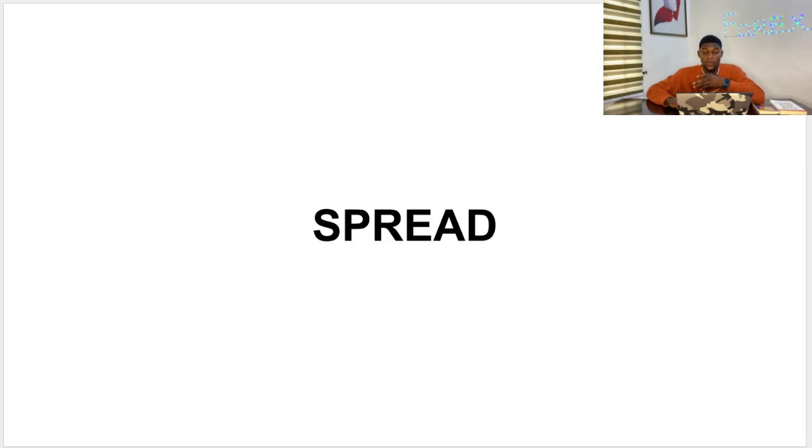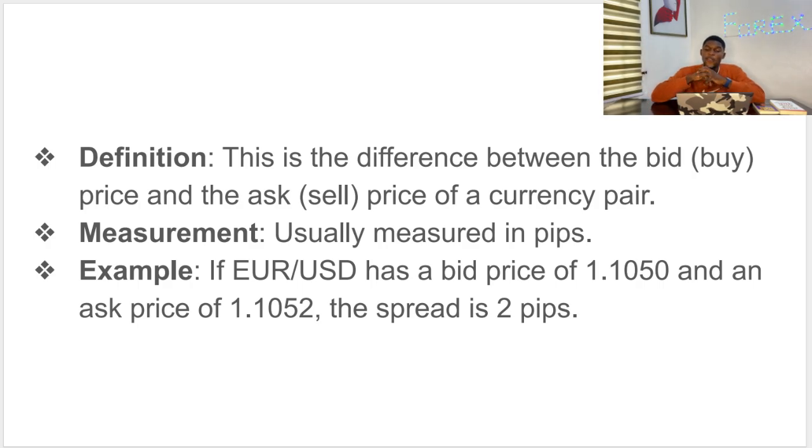So let's move. What is spread? Definition: it is the difference between the bid, that is the buy price, and the ask, that's the sell price of a currency pair. It is usually measured in pips. For example, EUR/USD has a bid price of 1.1050 and an ask price of 1.1052. That means the spread is 2 pips. This is how some brokers make their money.